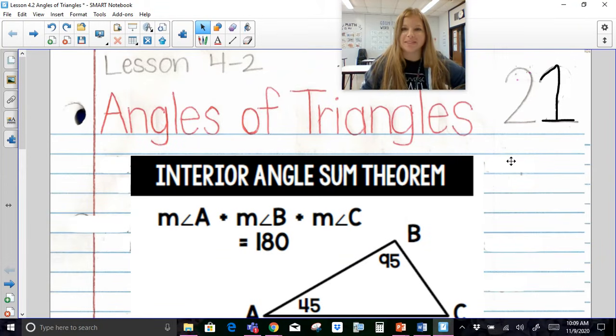Hi everyone, welcome to this lesson where today we're talking about angles of triangles, and I have two special theorems we're going to be talking about. The first one is the Interior Angle Sum Theorem, and the second one is the Exterior Angle Sum Theorem.